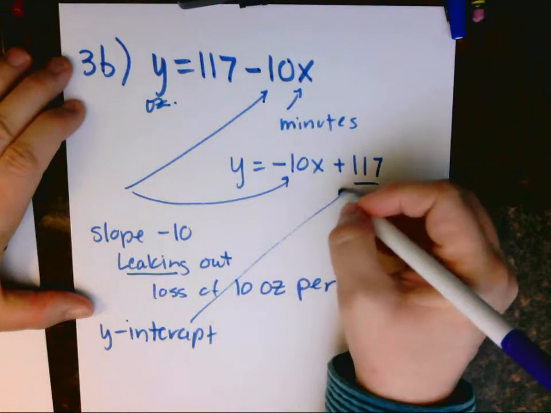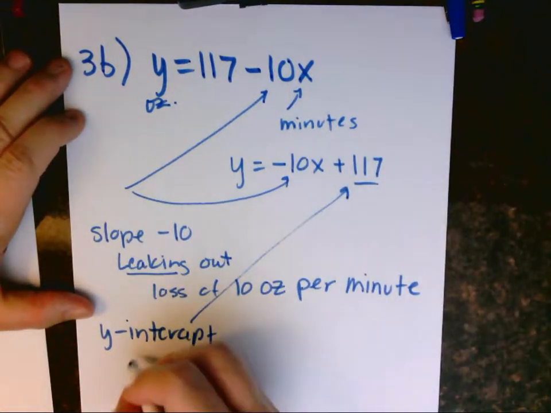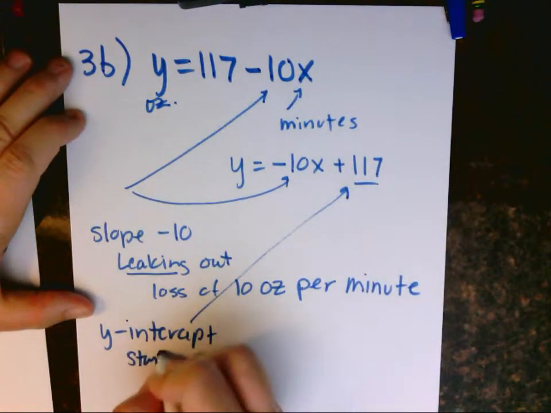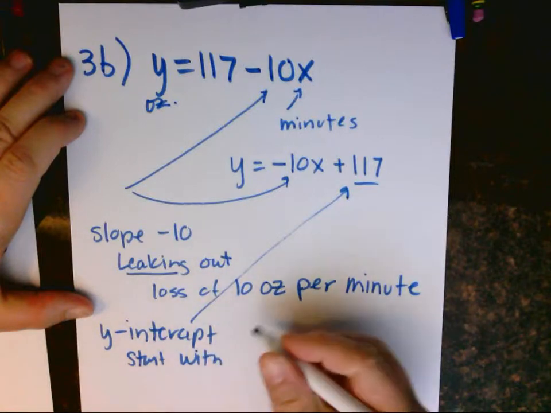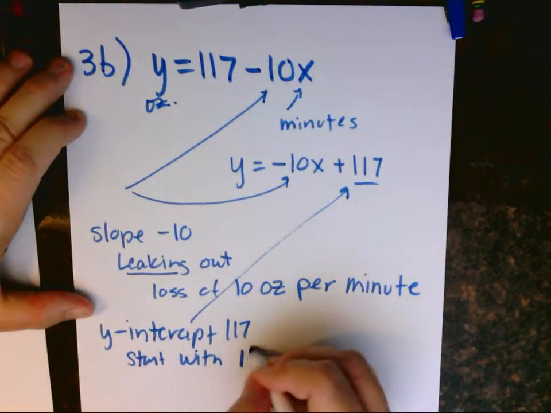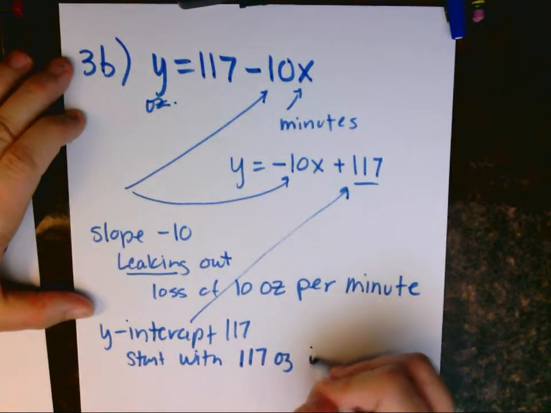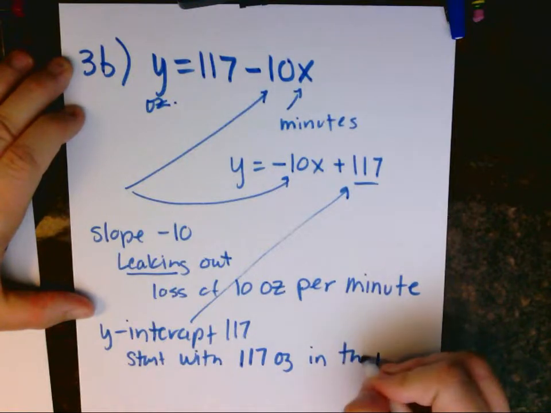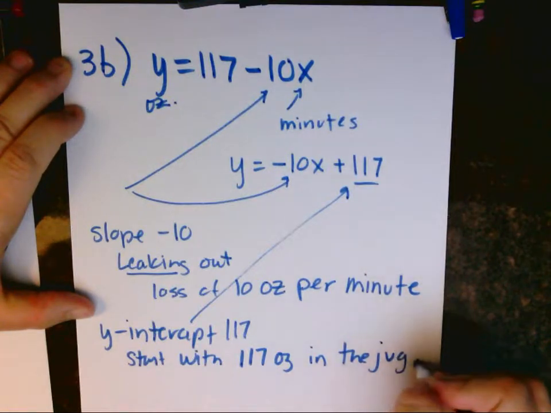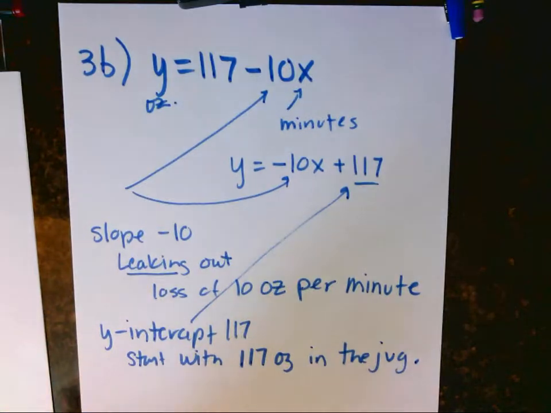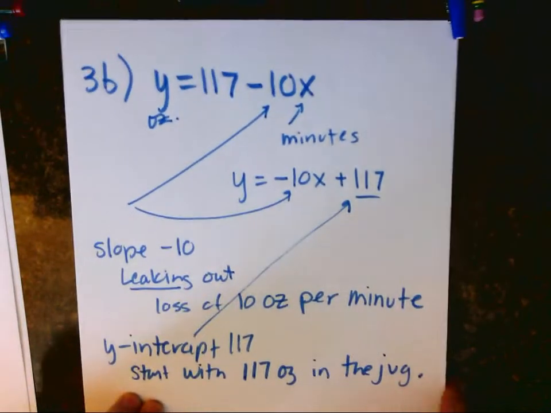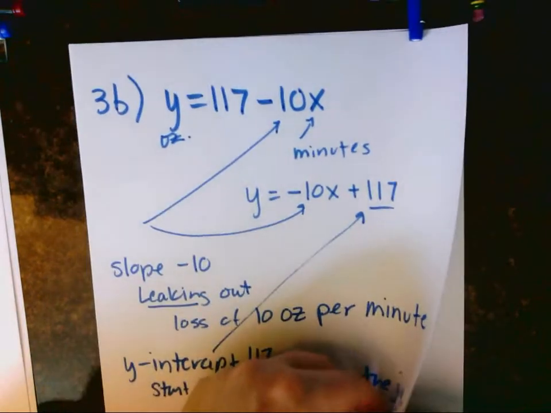The y-intercept is 117. And what that means is that we start with 117 ounces in the jug. That's what we start this problem with before the leaking begins. And every minute after that, we lose 10. All right, good. Okay, let's move on to the next type of question.